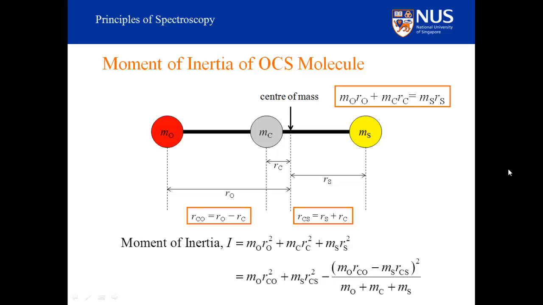We can calculate the moment of inertia around the centre of mass through which the rotational axis will be going in exactly the same way as we did for the diatomic system. So it is just the mass of the oxygen times the distance from the centre of mass squared, plus the mass of the carbon times the distance from the centre of mass squared, and the same for the sulfur atom.